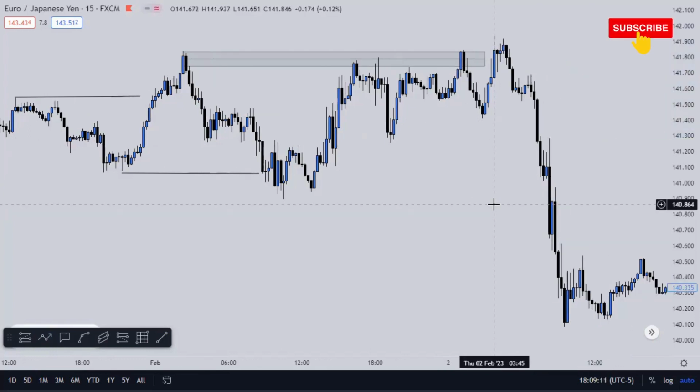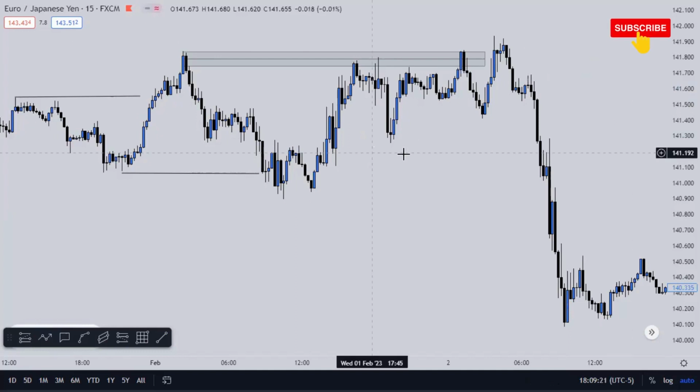Good. What I will look to do now, if this market has done this and broken like this, instead of me looking to sell here as resistance, I'm looking for a break and a retest of any of these zones. 1, 2, 3.